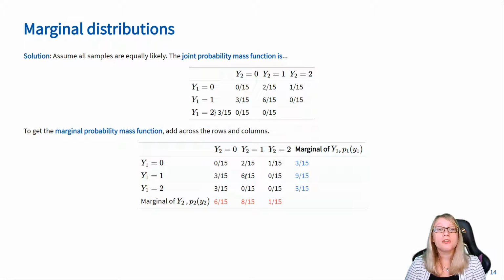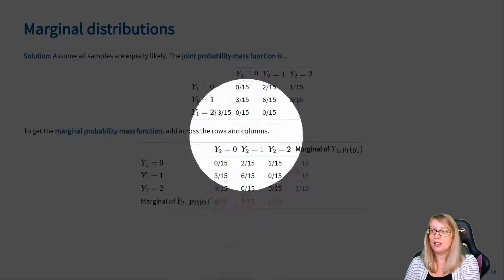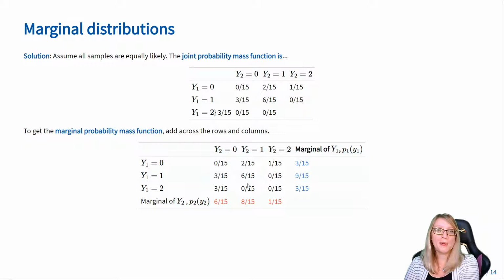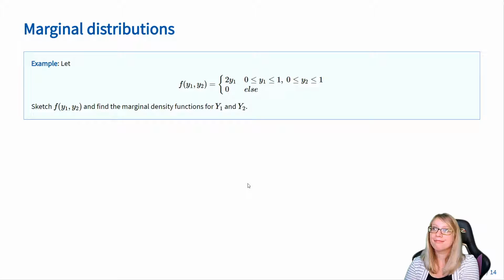Same thing to get the marginal distribution of the number of Democrats, y2, we'll add across the columns. So there we get our marginal distribution in red.